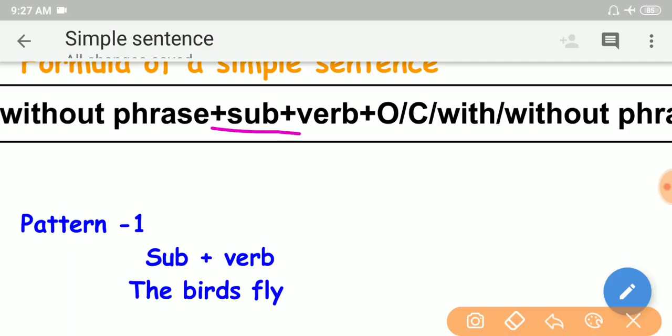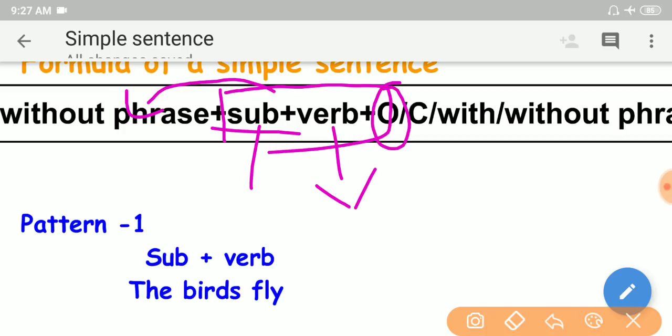Subject should be there. This is very, very important. If you want to call it a simple sentence, there must be a subject and a verb. So this is optional. There might be a phrase or might not be a phrase. After that phrase, with or without a phrase, then subject, then verb should be there. Then if it is needed, you can use an object or complement, with or without a phrase. This is the formula of a simple sentence.